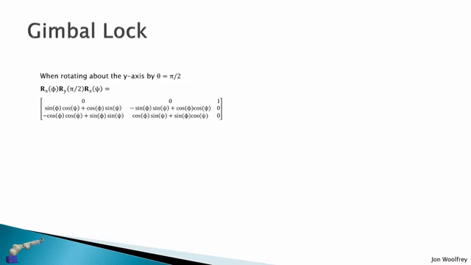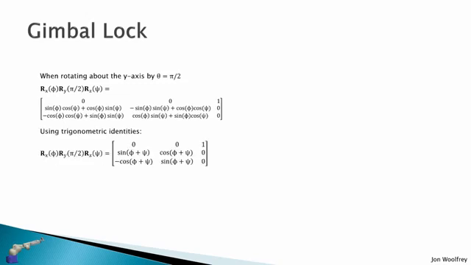And if we look carefully, we can see from trigonometry that we can reduce this down to this function here, where we have sine of phi plus psi, cos of phi plus psi, negative cos of phi plus psi, and sine of phi plus psi. And what this means is that when the pitch angle is plus or minus pi on 2, the roll angle phi cannot be distinguished from the yaw angle psi. So this is a big problem. We've lost a sense of direction with our orientation.